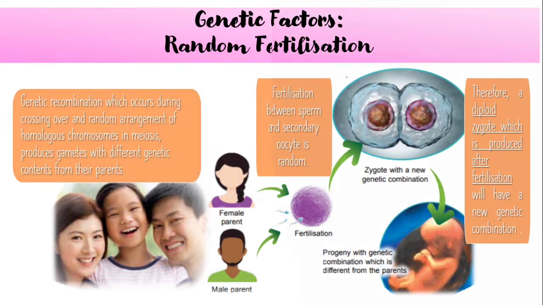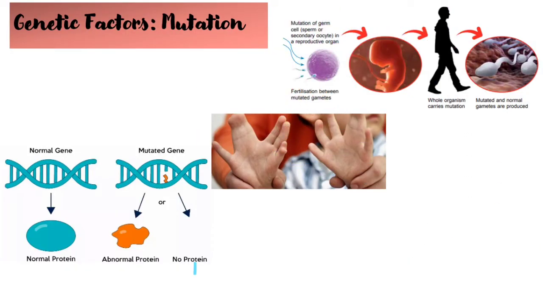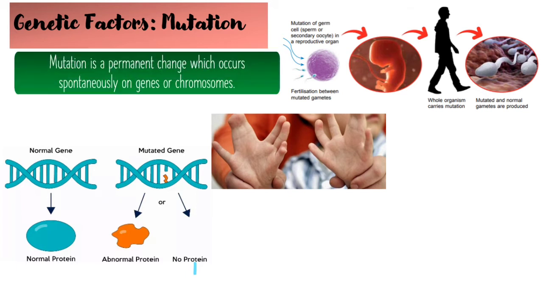Next, the last genetic factor is mutation. Mutation is a permanent change which occurs spontaneously on genes and chromosomes. Later we will discuss mutation in 12.3 in this chapter. So mutation creates new genotypes.